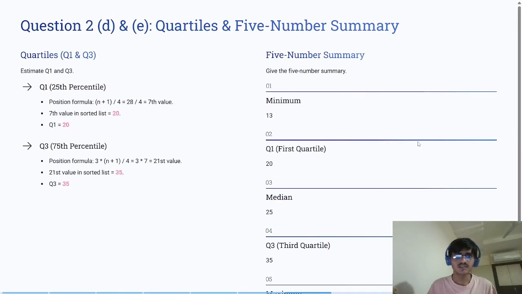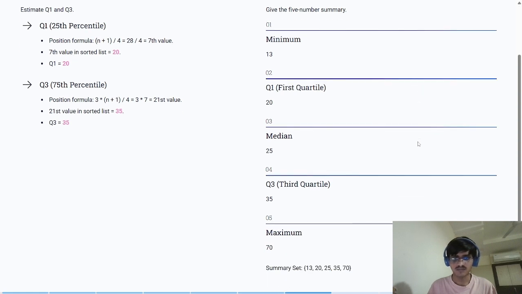Now moving to the D and E sections of the second question. The Q1 quartile appears to be 20 and the Q3 quartile appears to be 35. The five-number summary of this question is minimum 13, first quartile 20, median 25, third quartile 35, and maximum 70. The summary set is 13, 20, 25, 35, and 70.